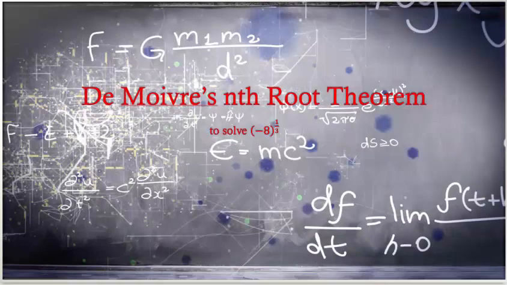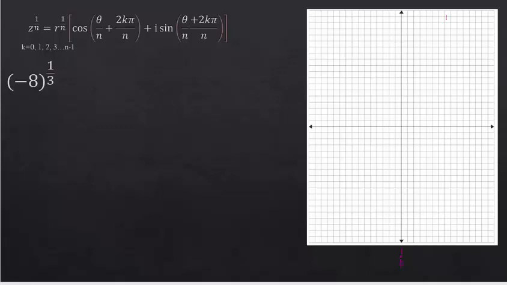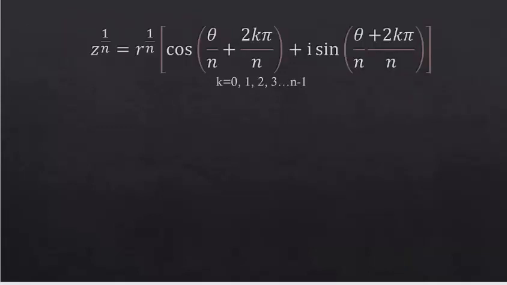All right, so we are going to use DeMoivre's nth root theorem to solve -8 to the 1/3 power, or the cube root of -8. So this is DeMoivre's theorem here for the nth roots, and what we're saying here is if we wanted to find, for example, -8 to the 1/3 power, we could use this theorem here.